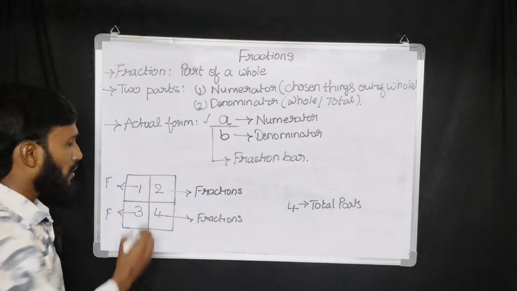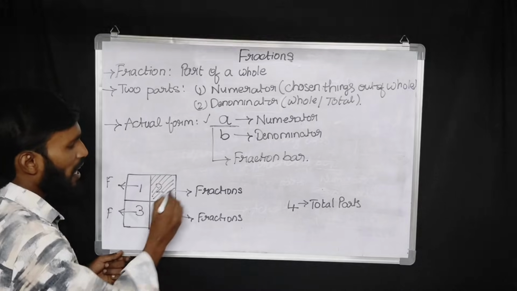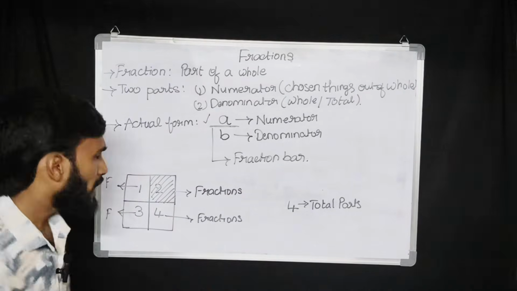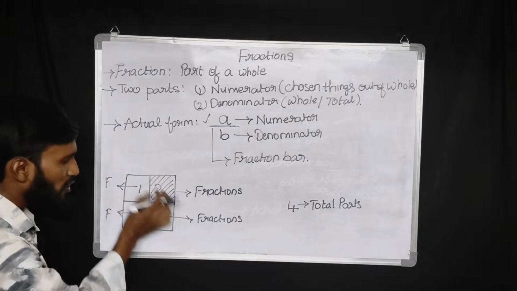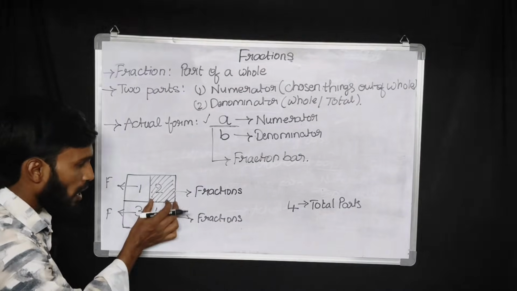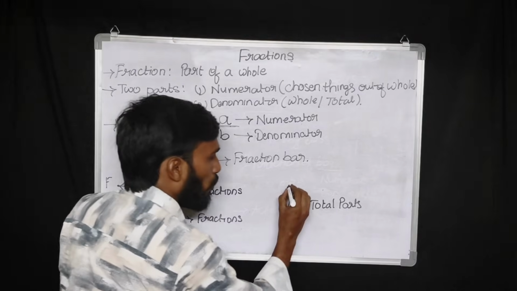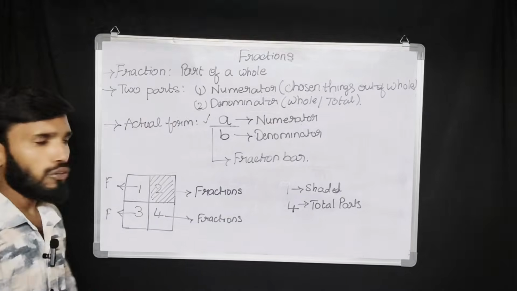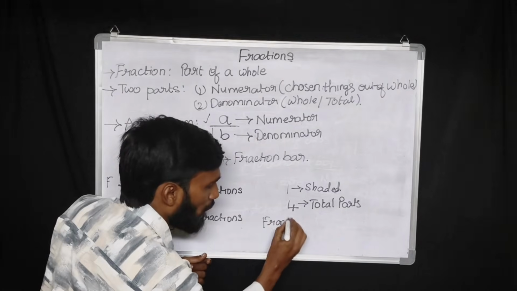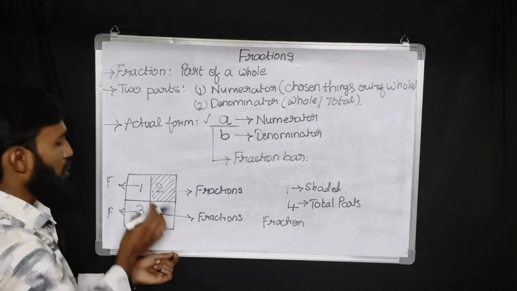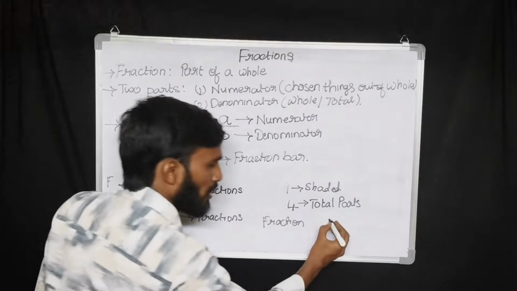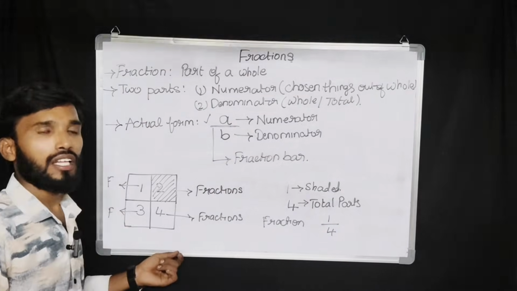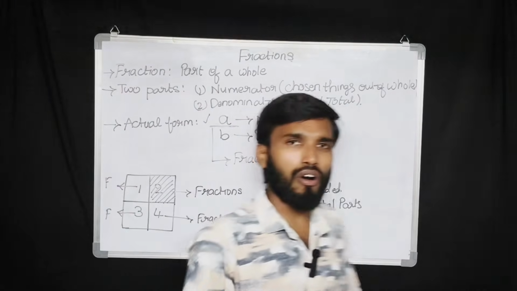Now I am asking, what is the fraction of the shaded region or shaded part? See, how many parts are shaded in this four? Only one. Out of how many? Four. So one part is shaded. Now tell the fraction of the shaded part. How many parts are shaded? One. Out of how many parts? Four. So this is the fraction. This is how we have to write the fraction of anything.